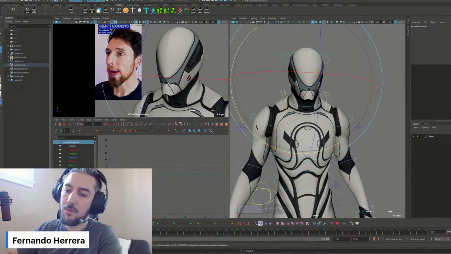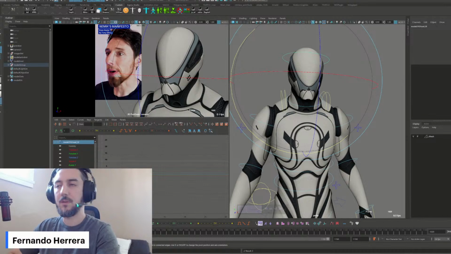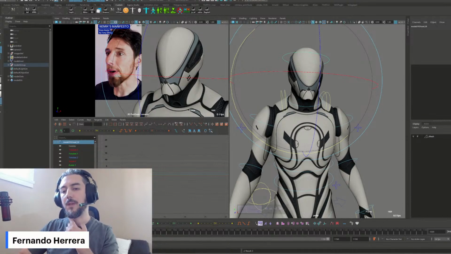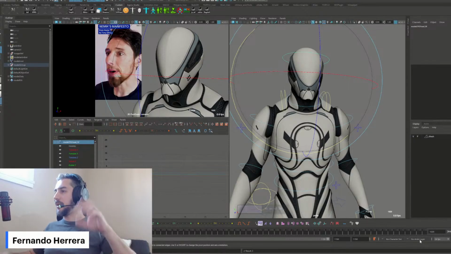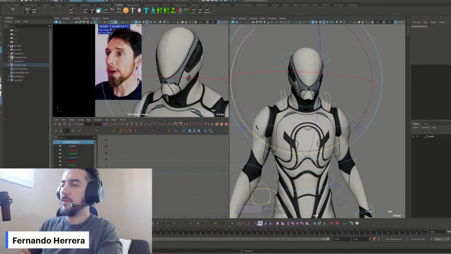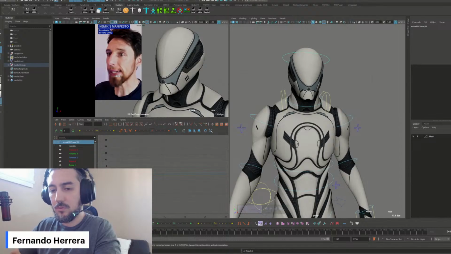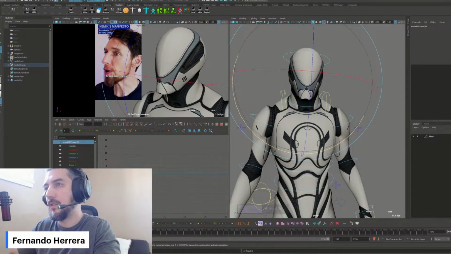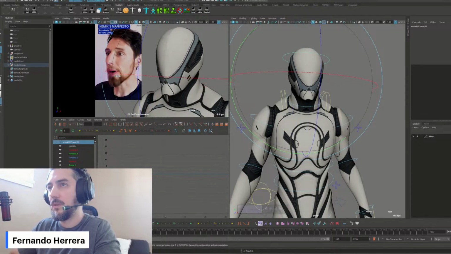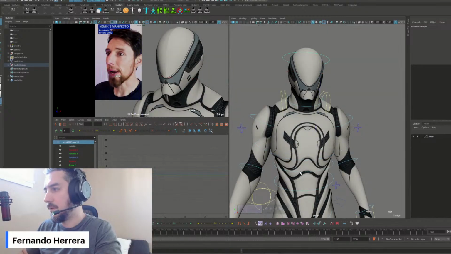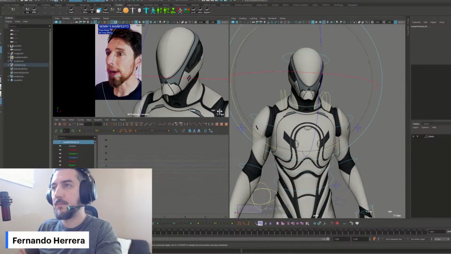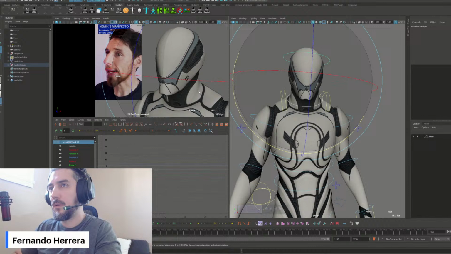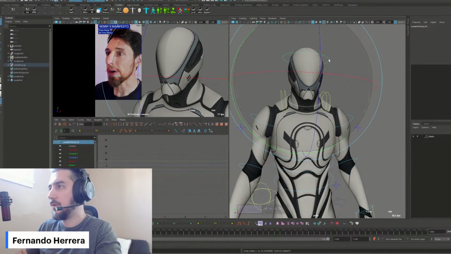So you can keep this as a base, for example, and maybe create a layer and animate on top. Or you can choose to not even do that, depending on the style. But for this exercise, it's important.